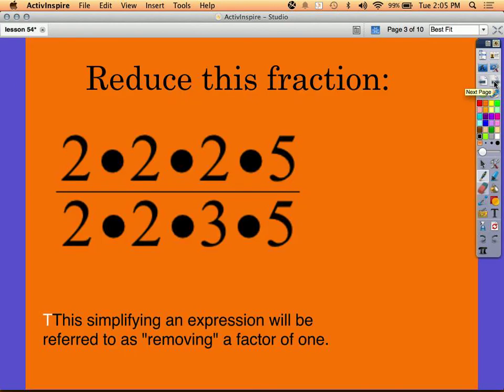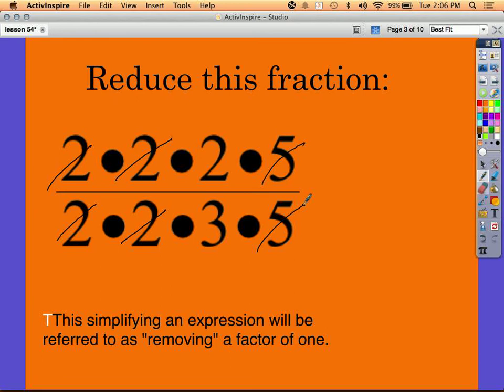So let's reduce this fraction. I'm going to start at the top. I have a 2 at top, a 2 at bottom, so those can just get crossed out. Move to the next number on top. It's 2. There's another 2 on bottom, so I cross those out. Next, I have a 2 up here. There are no more 2s at the bottom, so I have to leave that 2. Now I have a 5 on top, and there's a 5 on bottom, so I cross those out.